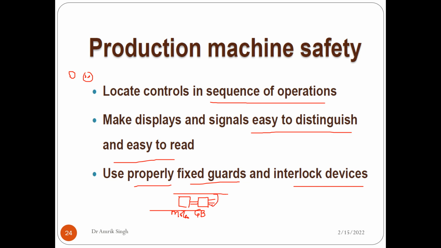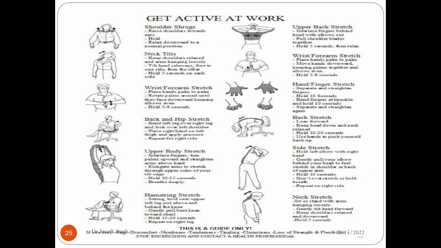So preferably they should be in a fixed enclosure, like this. When needed, we can open this enclosure and take it down. And there should be an interlocking device. If the gearbox is not properly attached, the motor will not start. So there should be an interlocking device.